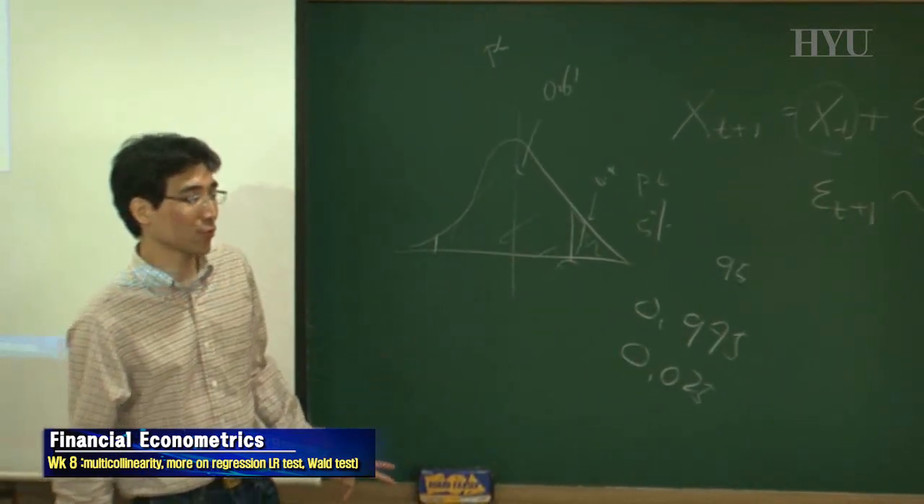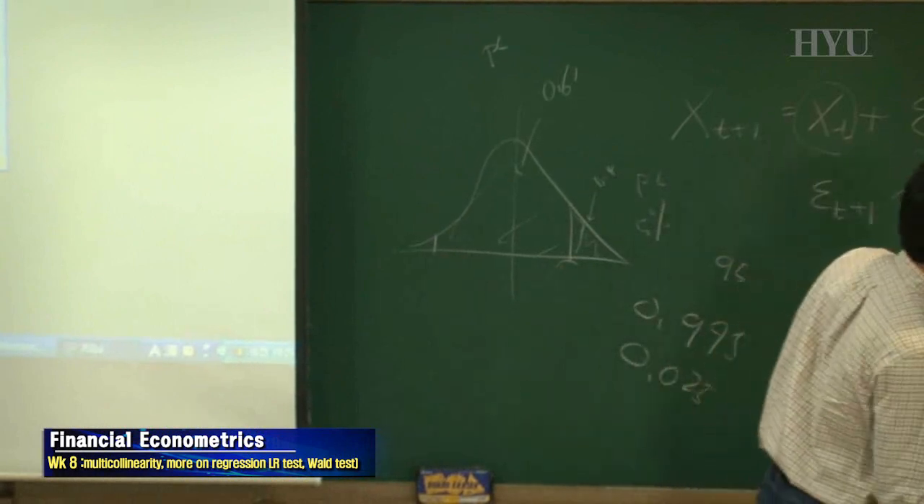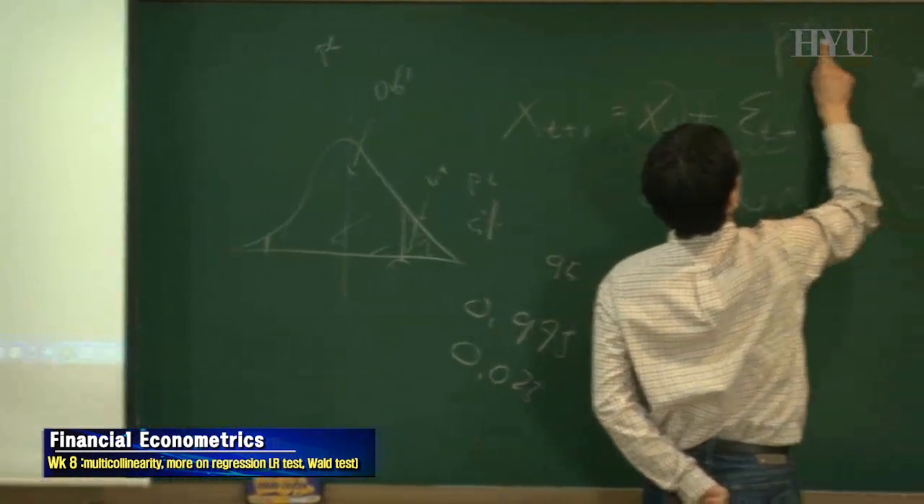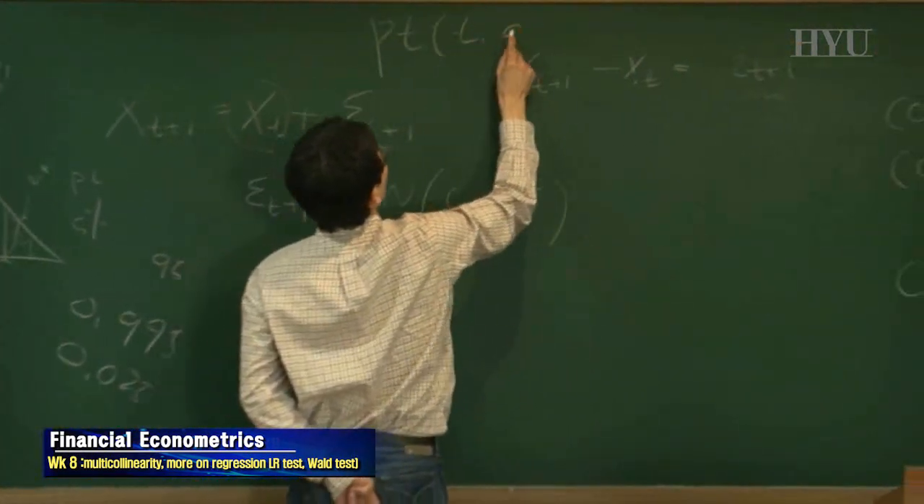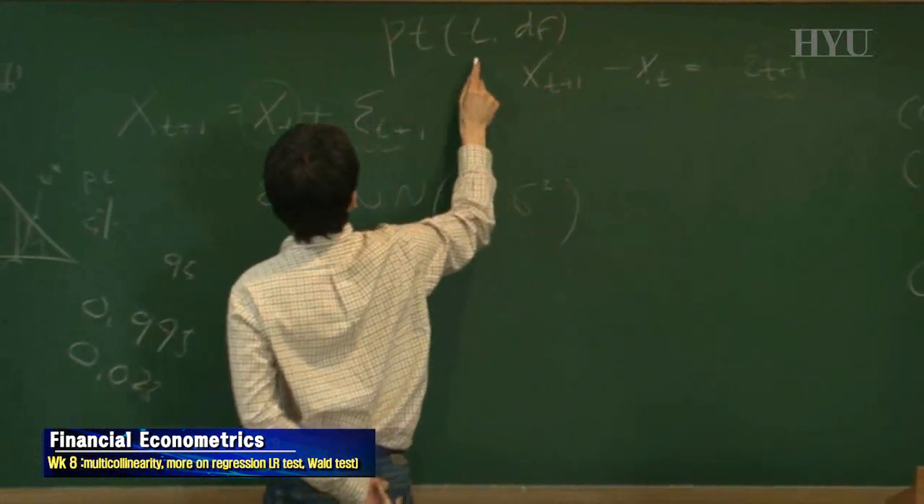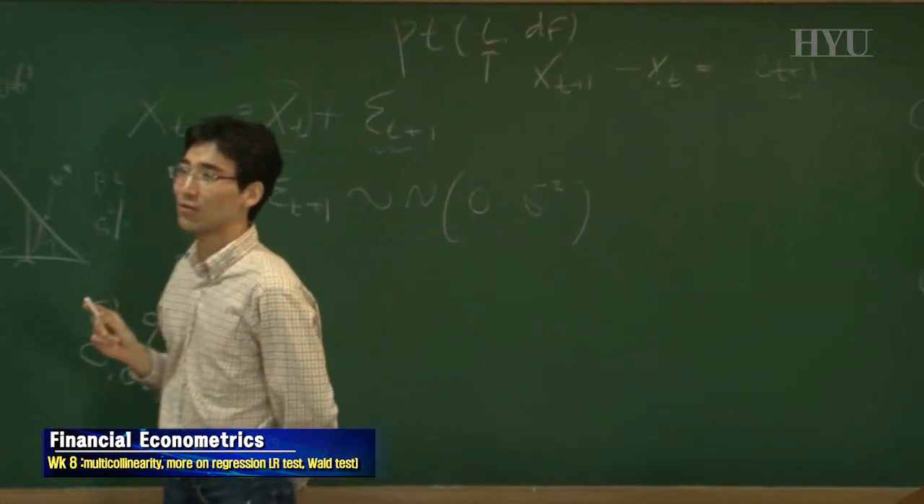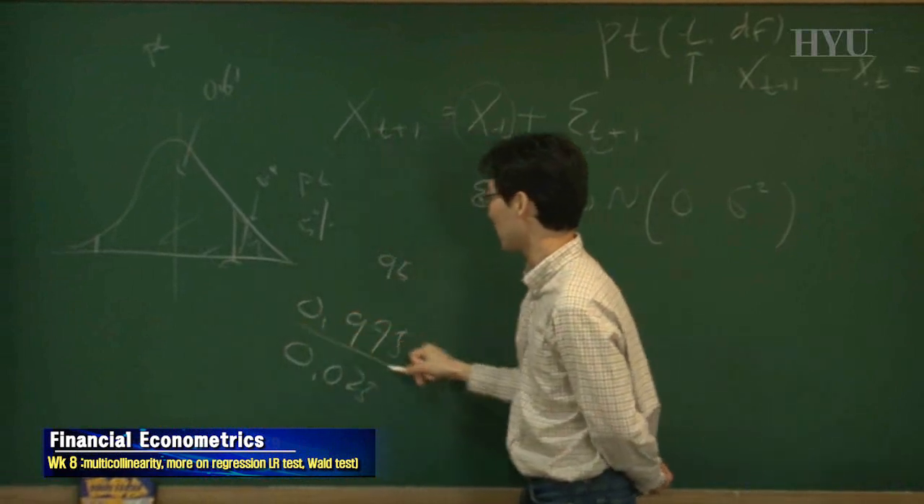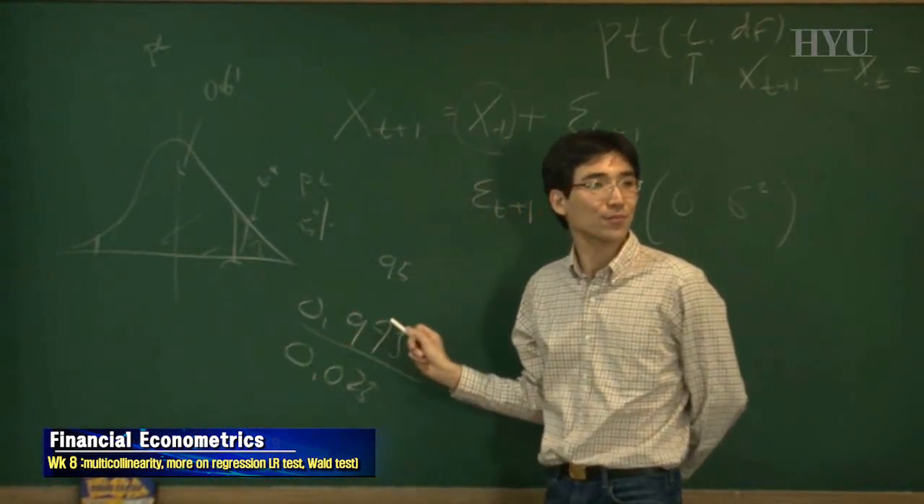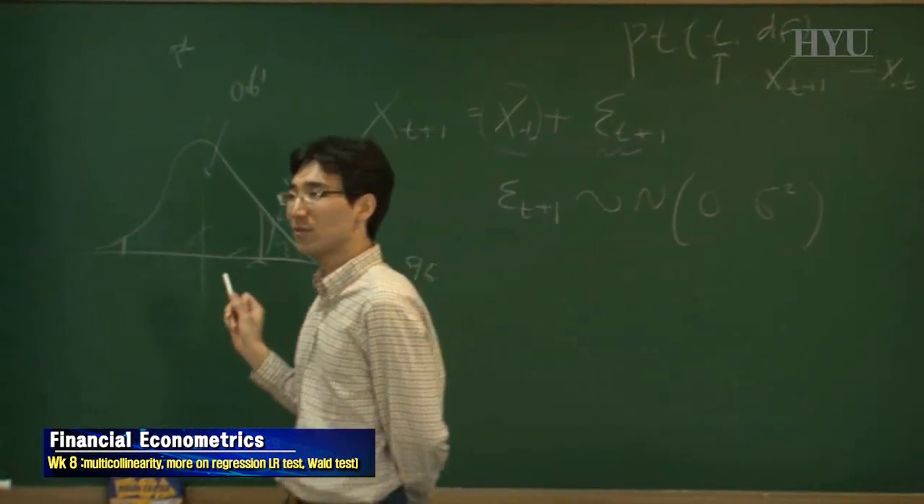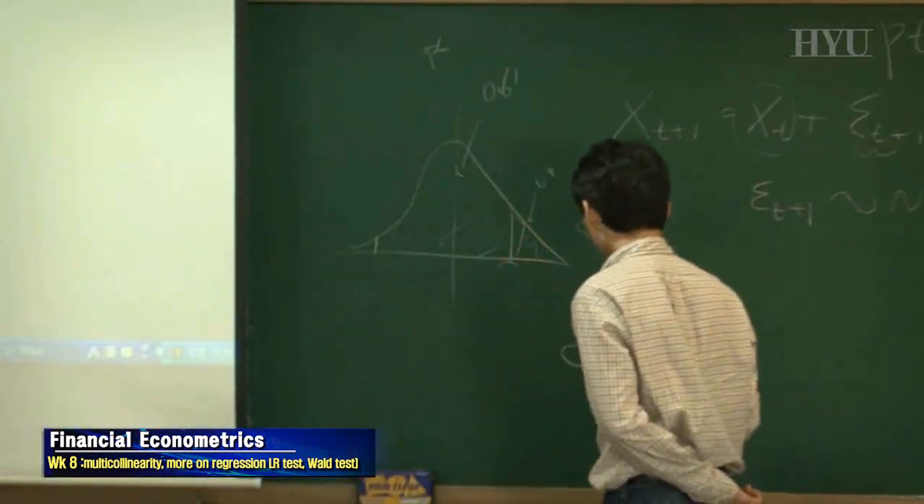So again, you use this PT function in R. If the t value is positive, this PT value should be greater than this one. If the t value is negative, then this PT value should be smaller than this one.